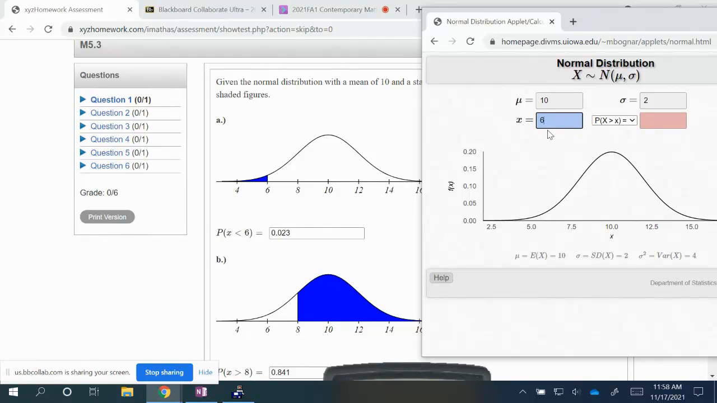Notice that we have some options for shading. If I click on the drop-down menu, it gives me greater than, and that's not really what I want. I want less than, so I'm going to change that inequality to less than. This is exactly what we want, and notice we're given the area, 0.023.